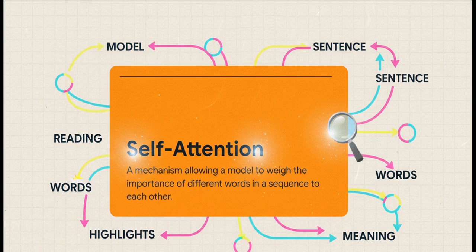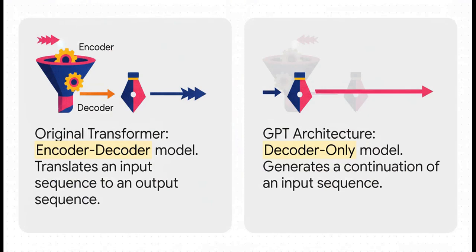Now, the concept here is what's really interesting. You can think of it like the model is reading a sentence, but with a magical highlighter. For every single word it looks at, it instantly highlights which other words in the sentence are most important for understanding its meaning in that specific context. This powerful attention mechanism is the heart of what's called the transformer architecture. Now, the original transformer had 2 parts, an encoder to understand the input and a decoder to generate the output, which is great for tasks like translation. But models like GPT simplify this. They use only the decoder, which is the generator part, and that makes them incredibly good at creating text.